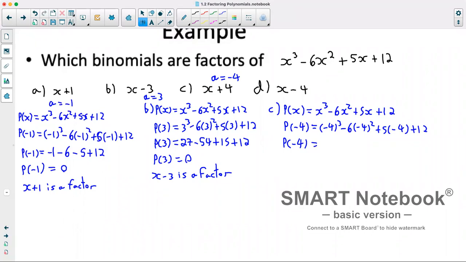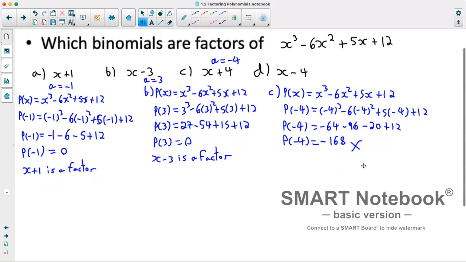negative 4 cubed is negative 64. Negative 4 squared is 16 times negative 6 is negative 96. 5 times negative 4 is negative 20. And then we have plus 12. Now calculating this gives us negative 168. So it is not a factor.